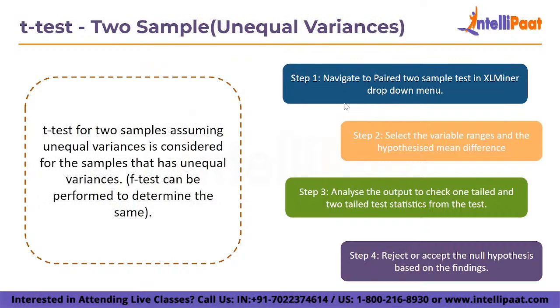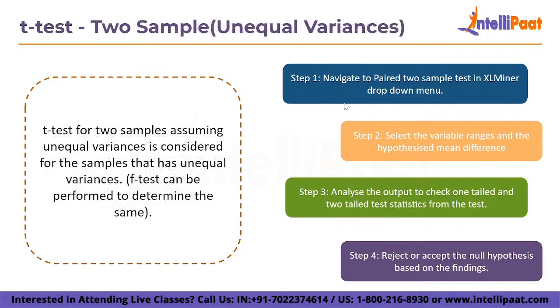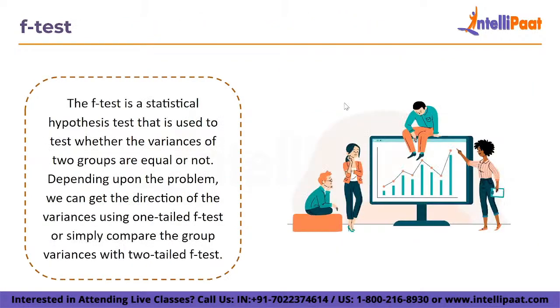So if you don't know if the variances are equal or not, you can use the F test, which we are going to talk about next. And using that, you can basically go for either the two sample t-test for equal variances or the two sample t-test for unequal variance. So moving further, let's talk about the F test.